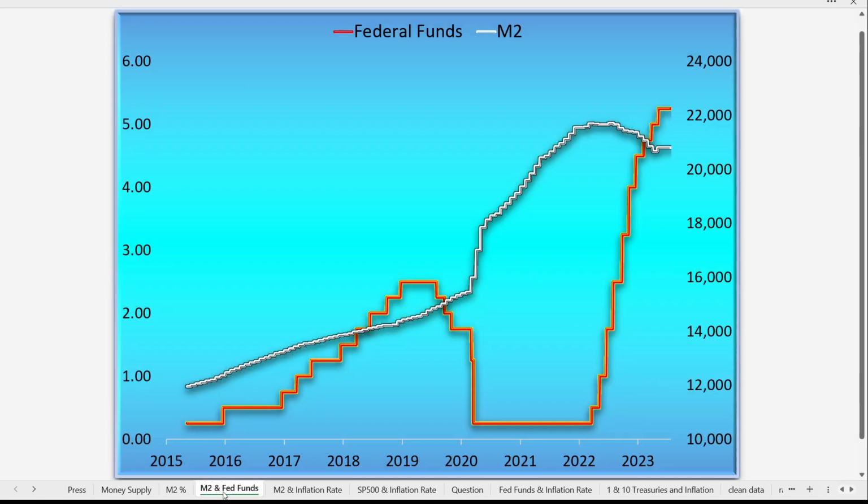Now, this is M2, the white line. The red line is the federal funds rate. And the federal funds rate is a tool, the interest rate is a tool that the Federal Reserve uses to control M2, among many other things. And there's a direct correlation.